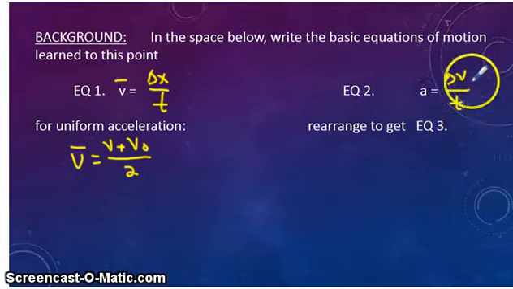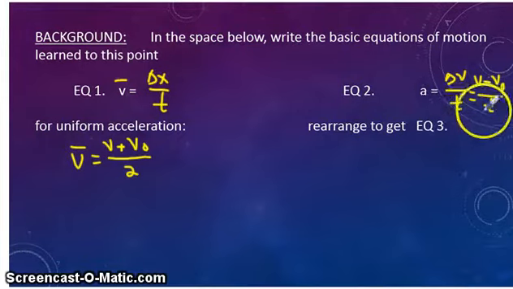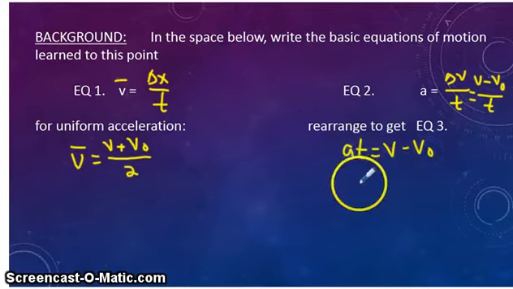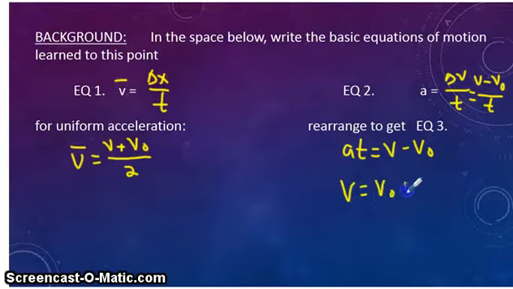If we rearrange this equation, we can actually form the third equation in your reference tables. A change in velocity is the final velocity minus the initial velocity, and then we divide that by the time. Now, if I cross multiply by t, I get at equaling v minus v naught. And then I could add the v naught over and flip sides. So we get v equaling v naught plus at. So this is just a rearrangement of the equation that we derived from our fan cart lab.